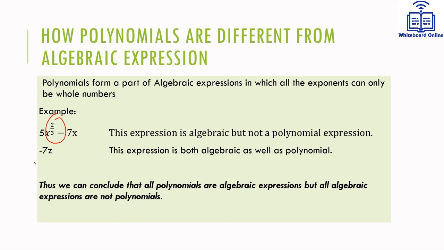If I take minus 7z, then z has a power of 1. Therefore, minus 7z forms an algebraic expression as well as a polynomial because 1 is a whole number. Thus, we can conclude that all polynomials are algebraic expressions, but not all algebraic expressions are polynomials. Just a fraction of algebraic expressions will be polynomials. Hope you have understood the concepts well. Thank you, students.